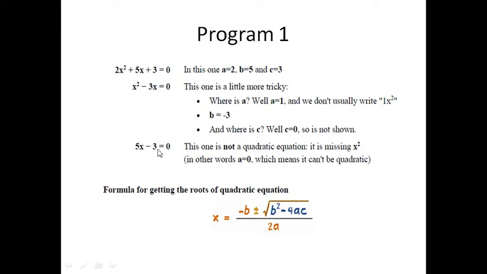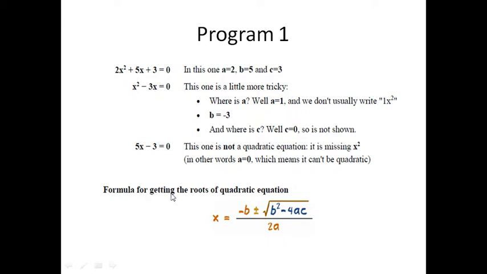Now 5x minus 3 is not a quadratic equation, because it is missing x square. If it is missing x square, then it is not a quadratic equation. But in this case, x square minus 3x is a quadratic equation.